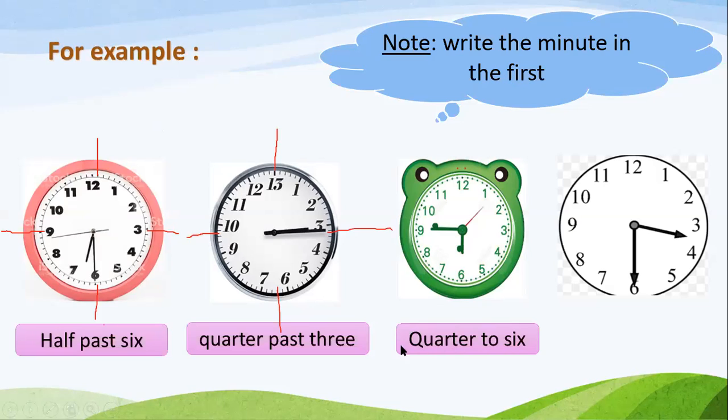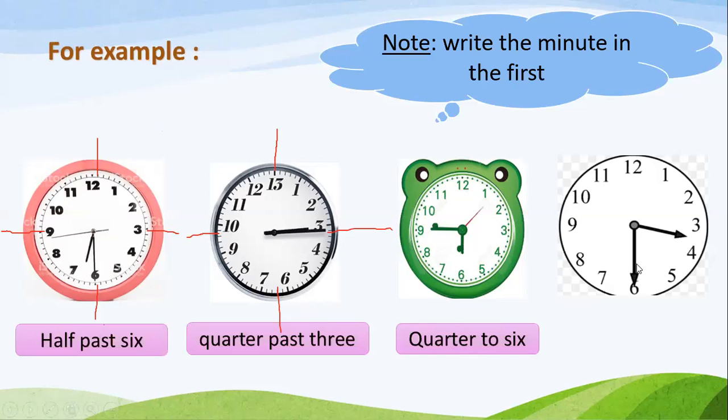Again, we write the minutes first, then the hours. The long hand for minutes. O'clock, half past, quarter past, quarter to. If it points at 9, it will be quarter to. The short hand for hours tells me the exact number. It points to 6, so I will write 6.